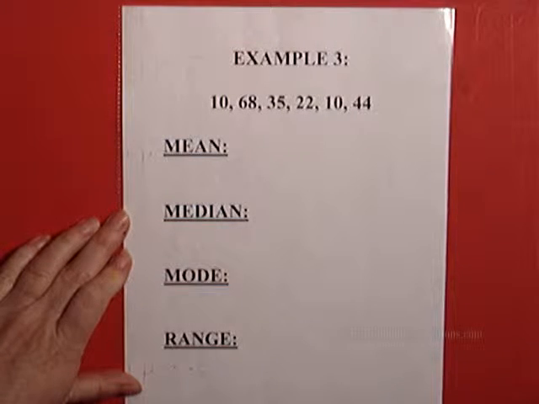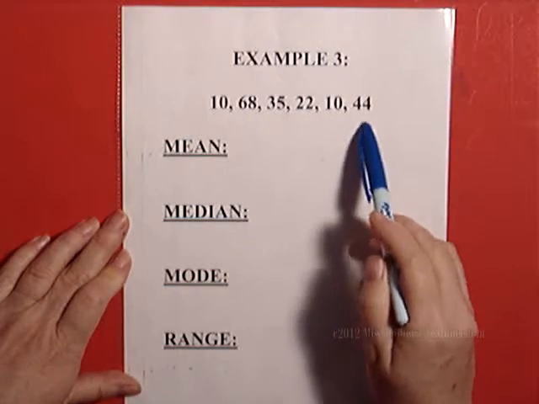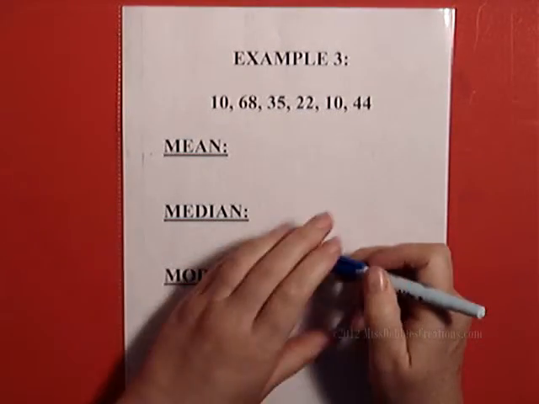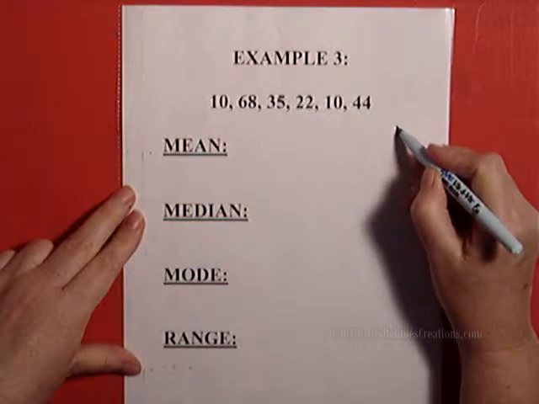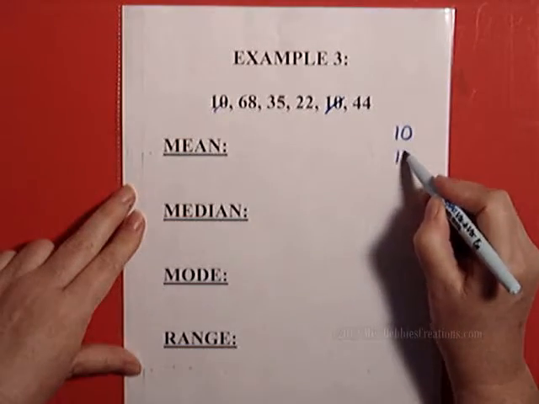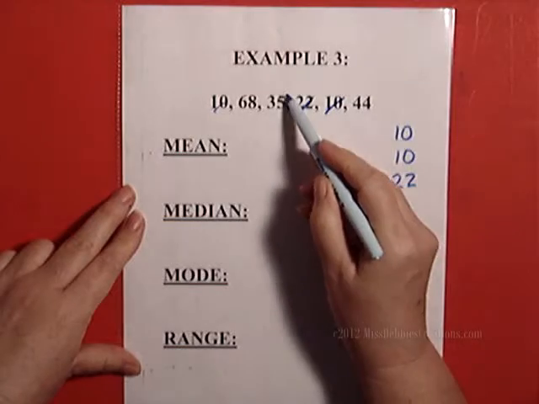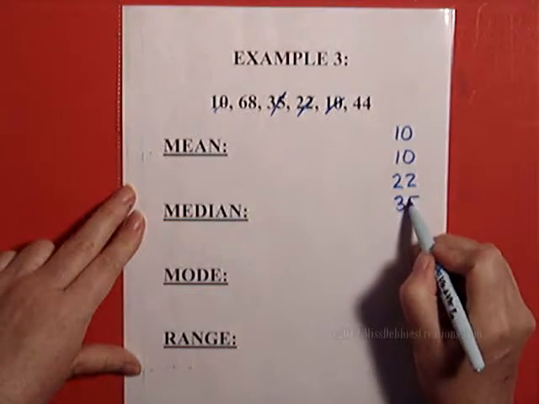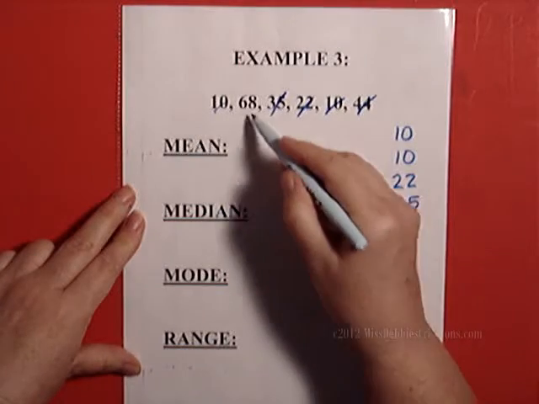Okay, let's do another example. Example 3. We have a 10, a 68, a 35, 22, 10, and 44. The first thing you do is just put them in numerical order, starting from the smallest to the largest. We have two 10s, so we'll put two 10s. Then you have a 22, a 35, a 44, and a 68.